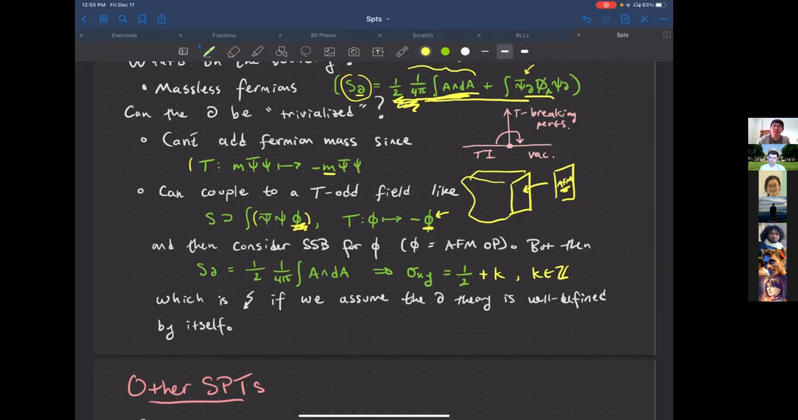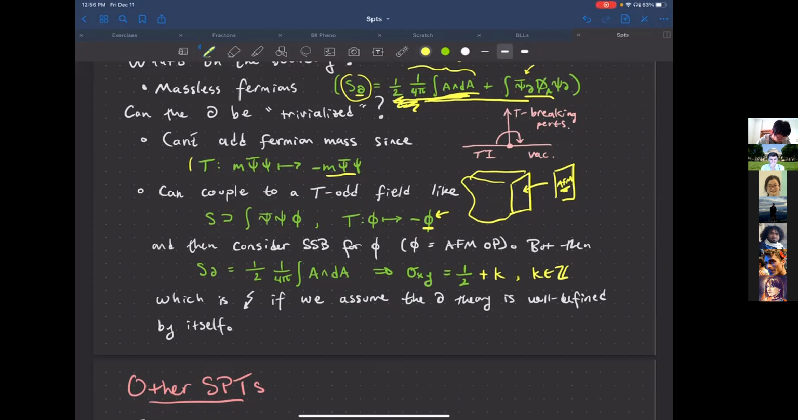But you're saying that if I explicitly added a mass, let's ignore this phi guy, if I just consider this guy, since I've already broken time reversal symmetry, I could... Yeah. No, but then still, if I do that, I still generate an integer Chern-Simons term, right? Why?